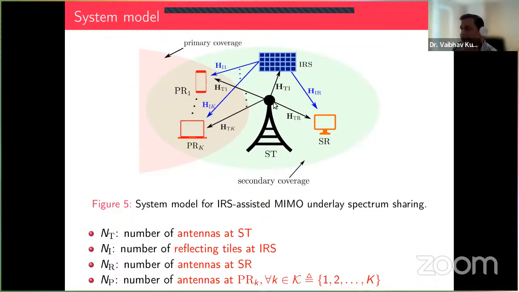Here we have the transmitter, ST, the secondary transmitter. It is a multi-antenna node. We have, say, one secondary receiver here. We will see how this work can be extended to multiple secondary receivers. This is again a multi-antenna terminal. We have this reflecting surface made up of these dark blue dots. These are different tiles, and there can be many of them, in the order of hundreds or thousands. We have a direct link from transmitter to receiver, and a reflected link that goes from transmitter to surface and surface to receiver. The same thing happens for the primary receiver, or the licensed receivers.